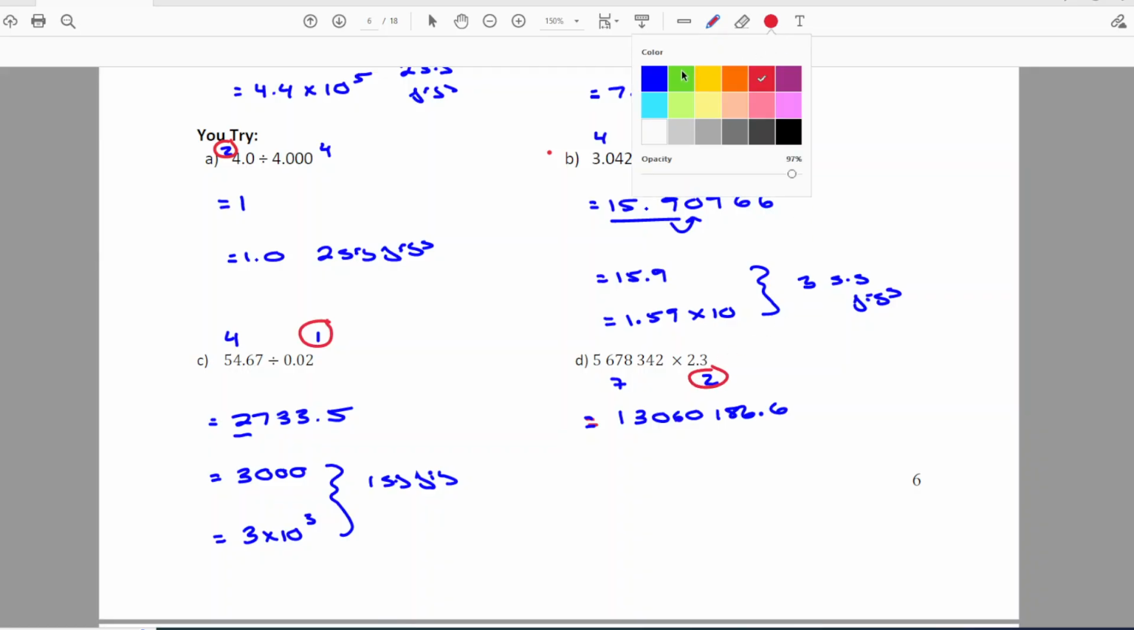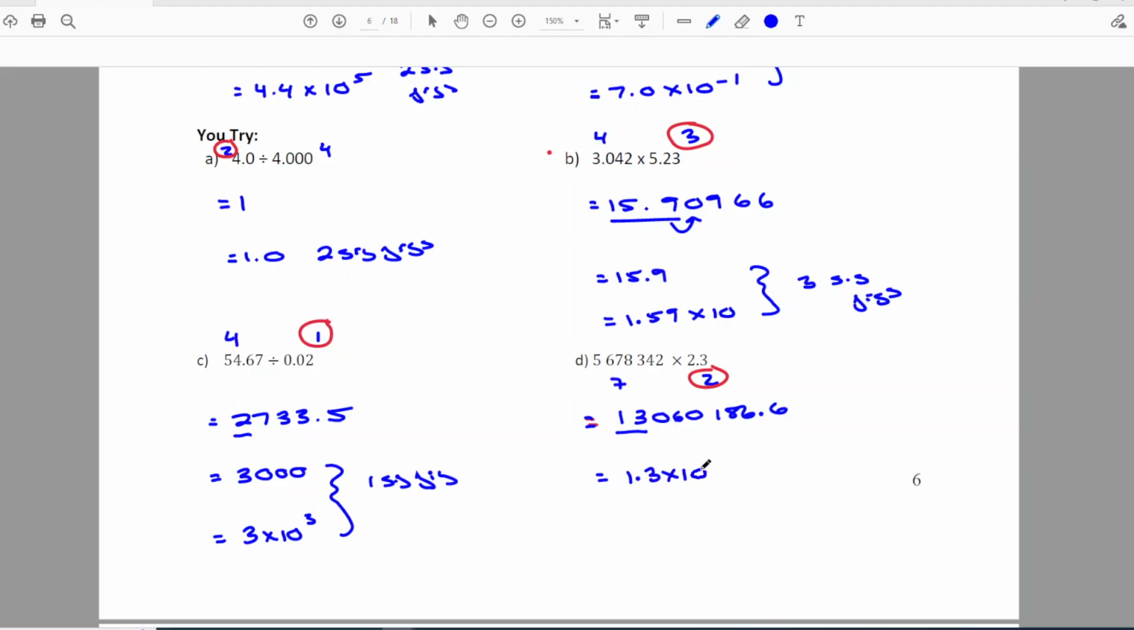Now, personally, I would write this in scientific notation. I don't like having to write a bunch of zeros, so I'm going to take these 2 sig figs and write this as 1.3 times 10 to the 1, 2, 3, 4, 5, 6, 7. Or if you really wanted to, you could put 1, 3, and then fill in zeros. 0, 0, 0, 0, 0, 0. Awesome. So either one of those, I have 2 sig figs.